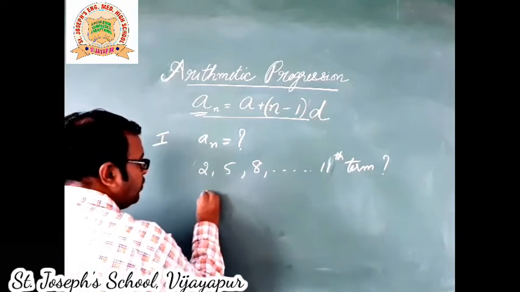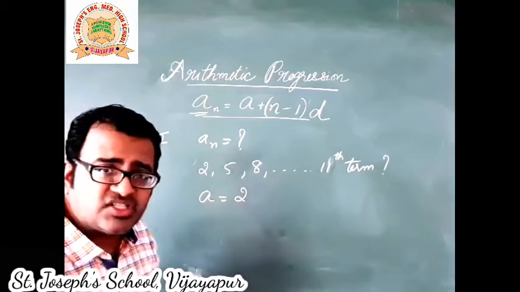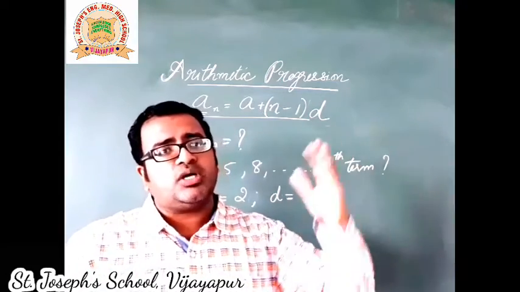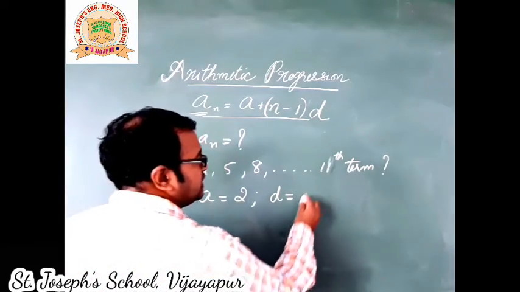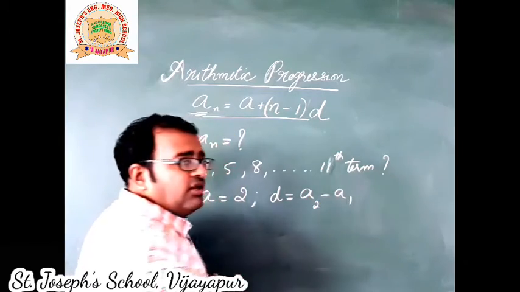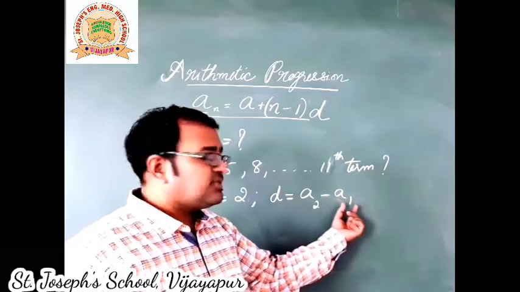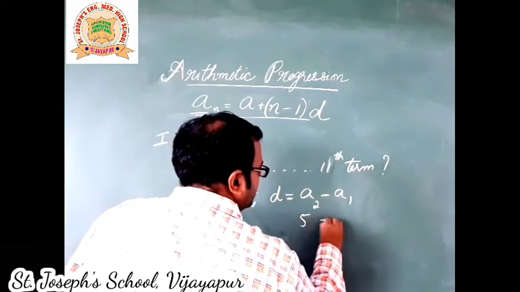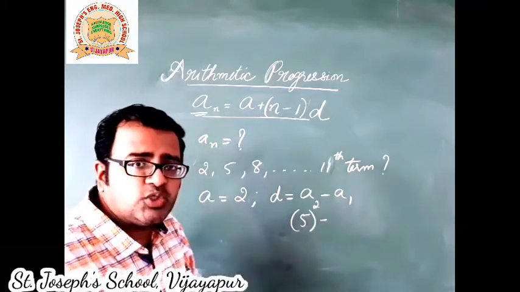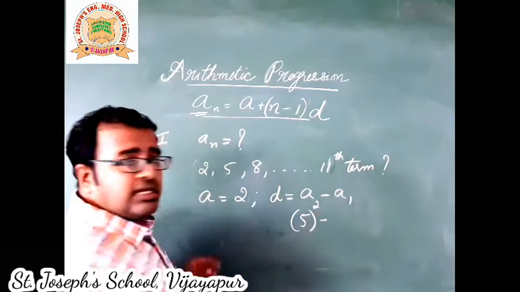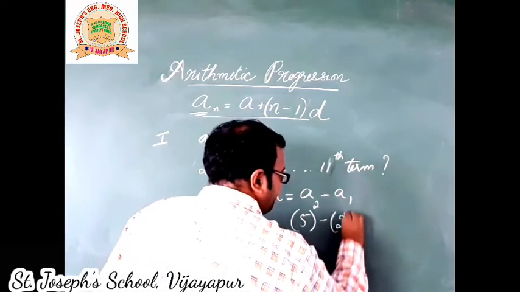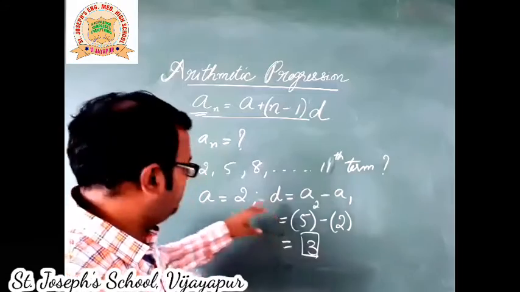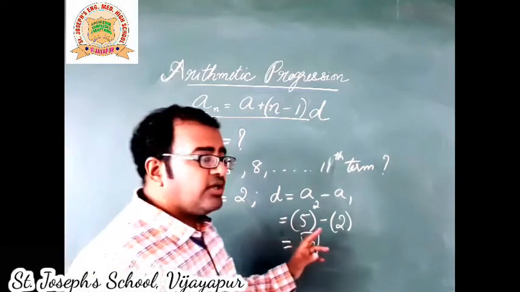So, in this case, we know A is equal to 2. A is the first term. D. In order to find out D, we have to subtract any two consecutive terms. So, here I am going to subtract A1 from A2. That is, I am subtracting the first term from the second term. Here second term is 5. So 5 minus, whenever you substitute the values, put brackets, minus A1. A1 is the first term, which is 2. So that is equal to 3. So we got our D, we got our A, and now we have to find out N.